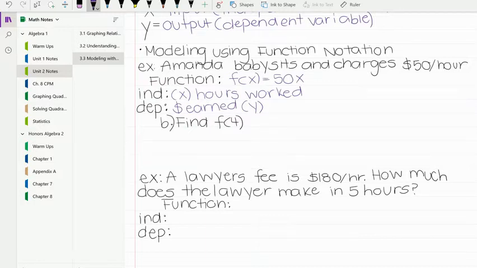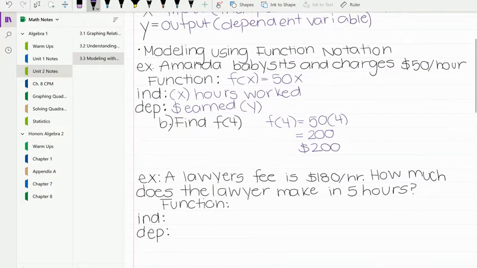Here's an additional problem going along with this. It says find f of 4. When it says to find f of 4, it just means to evaluate the function when x is equal to 4. And in this case, we're finding out how much Amanda will make when she works for 4 hours. So f of 4 is just 50 times 4, which is 200. That tells us that Amanda will make $200 when she babysits for 4 hours.